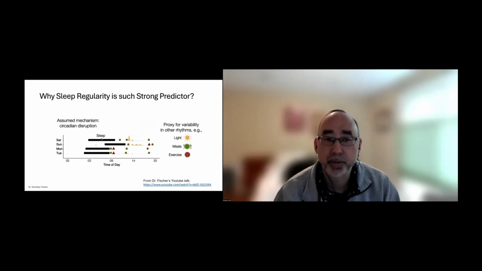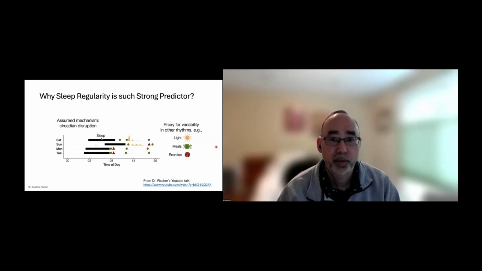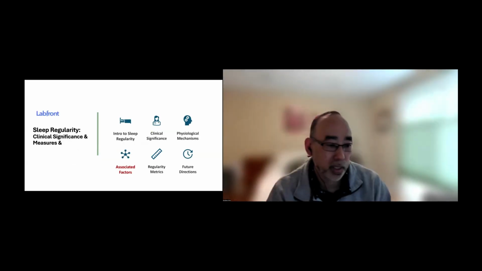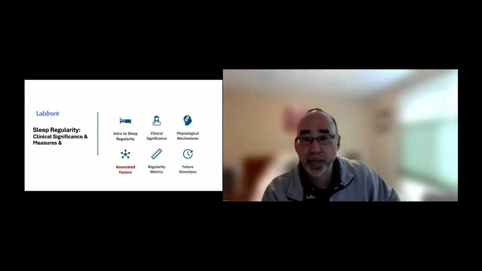And so, why sleep in particular, as compared to light or meals or exercise, is such a strong predictor? I actually took this from Dr. Dorothy Fisher's YouTube talk. I want to give her credit for this. The reason is that sleep plays such a central role and serves as a very natural proxy for variability in other rhythms like meals and exercise. And so the irregularity in sleep, in some ways, also reflects the irregularity in other things that we do during the day. And so sleep irregularity has become such a strong predictor. So I hope that addresses a little bit of the physiological mechanisms.